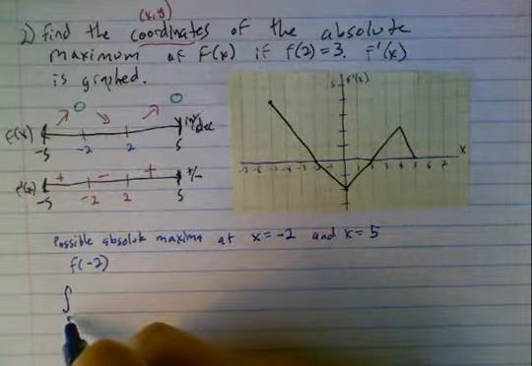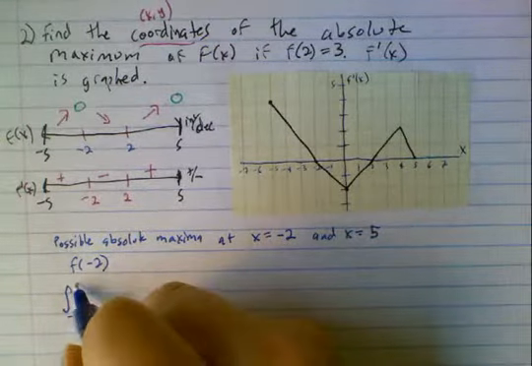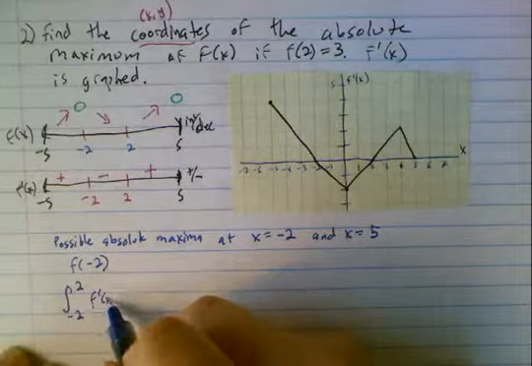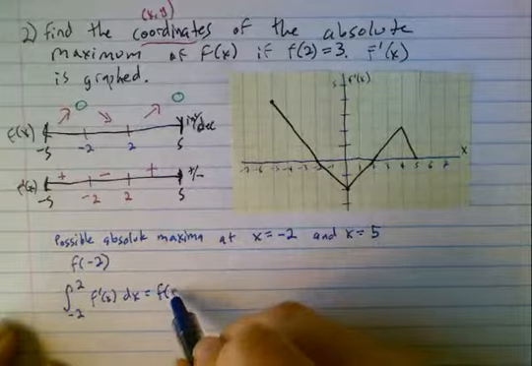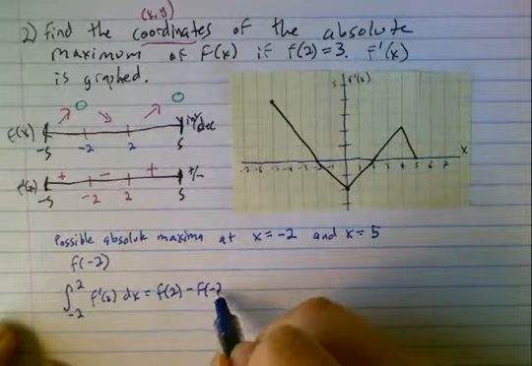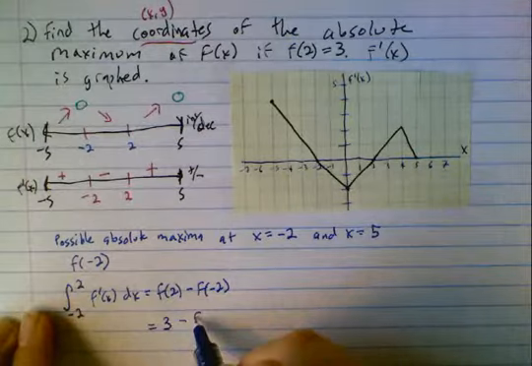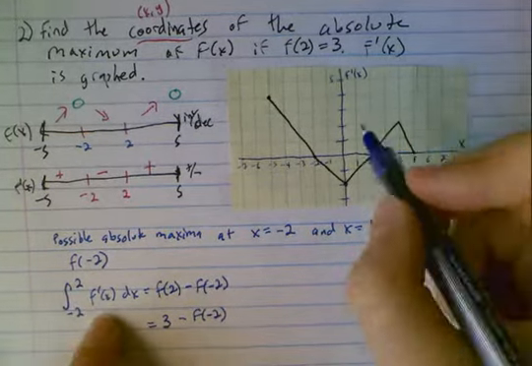So we know the integral from negative 2, that's the smaller number we want to know, to 2, which is a larger number, which is what we do know, of f prime of x dx. That's going to equal f of 2 minus f of negative 2. F of 2 we know is 3. We want to know f of negative 2. And now we need to find this area right here.